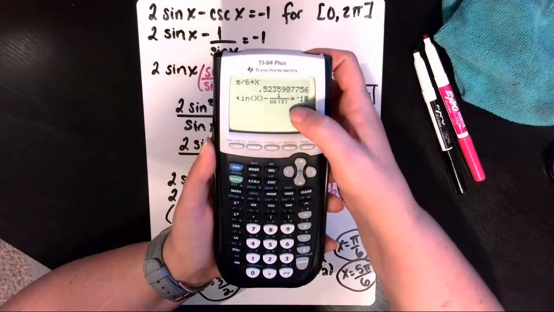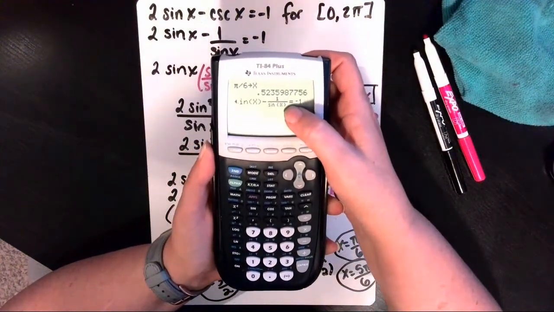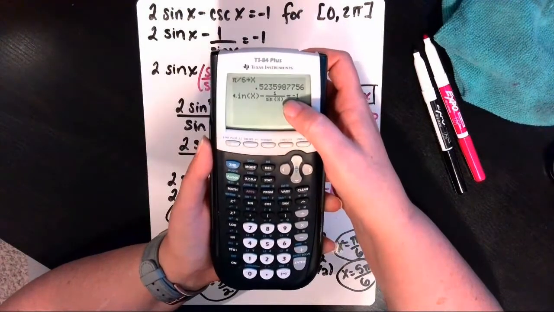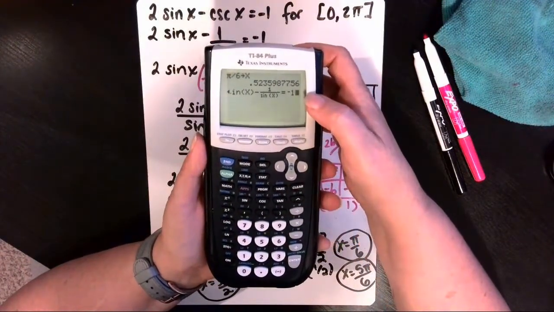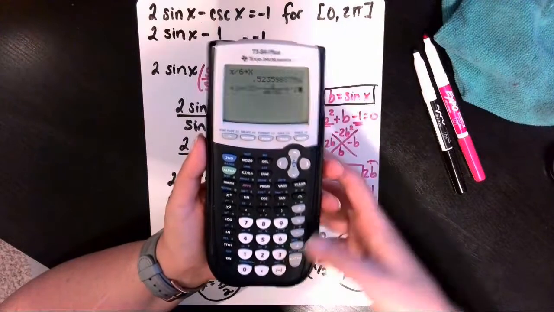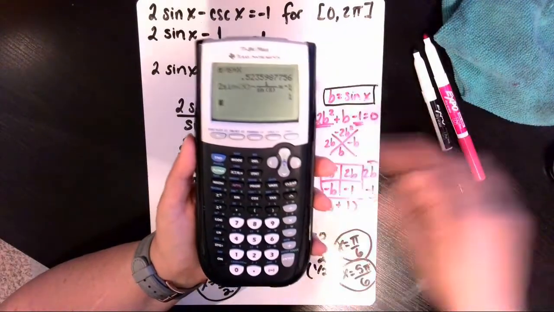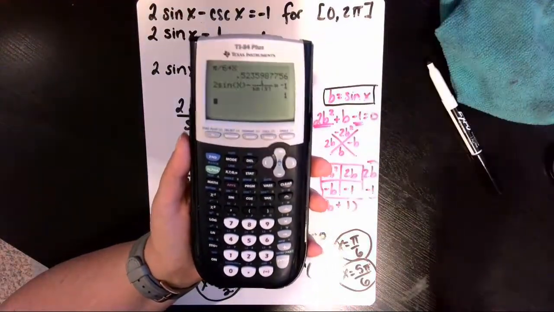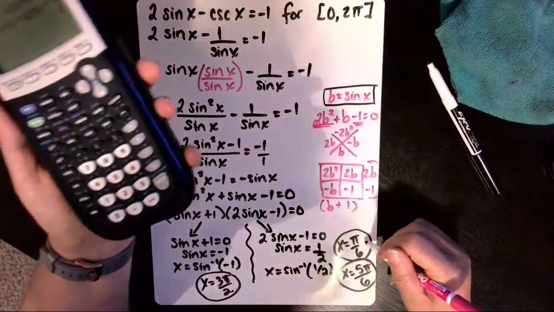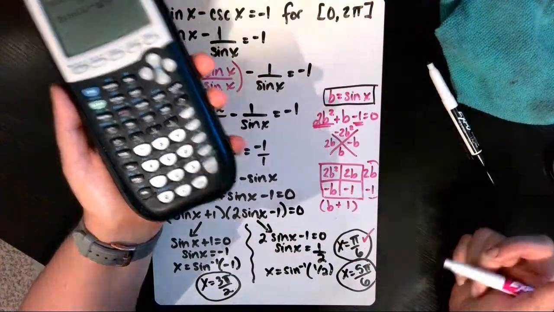And when we press enter, when there's something from the test menu there, like an equal sign, if the calculator says 1, that means it checks. And if it says 0, that means it doesn't check. So we press enter, and we get a 1. And so pi over 6 is a solution.